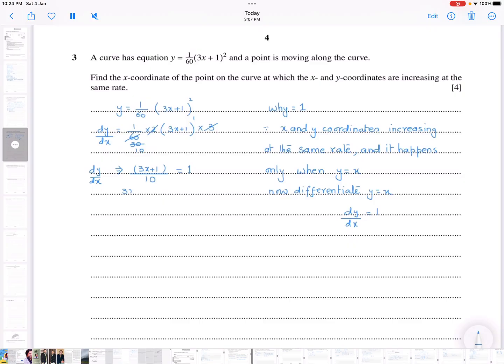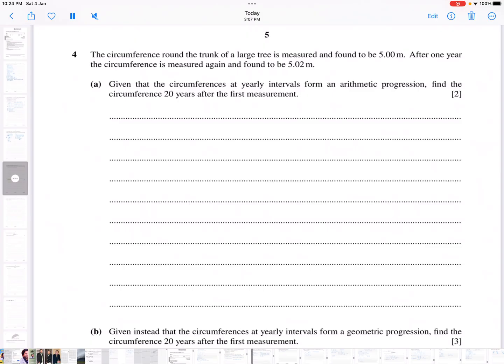So that's why I am equating (3x plus 1) over 10 equals 1, because (3x plus 1) over 10 is the differentiation, it is dy by dx. So from here now simplify this to find out the value of x. So your x is 3 and you got the answer.